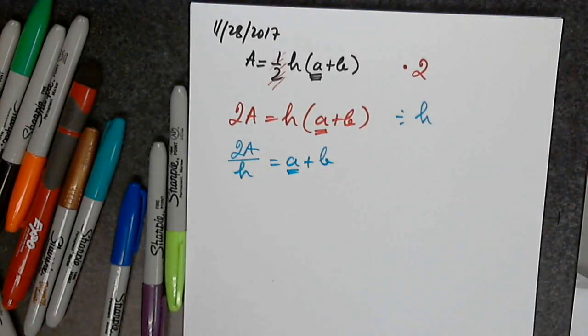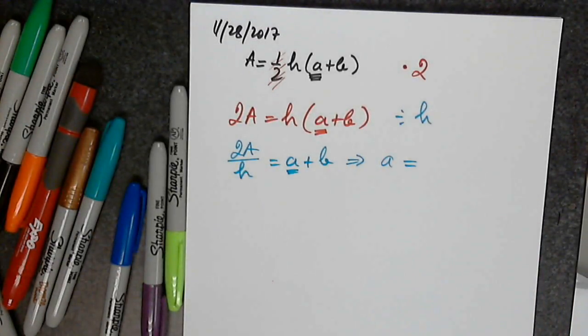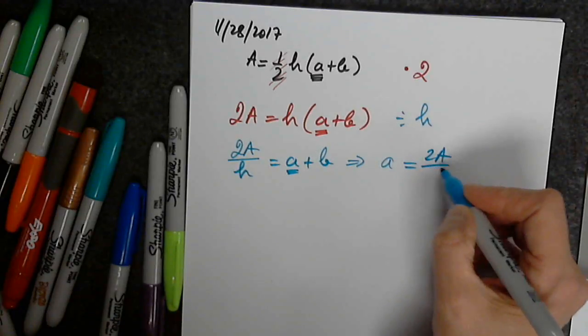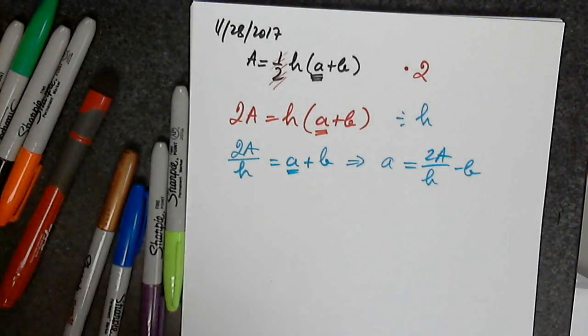Therefore, the last step will be a equals 2A over h minus b. Exactly. That's it. So now please choose another. I would definitely recommend C and D. Let's do D. D? Lots of fractions.